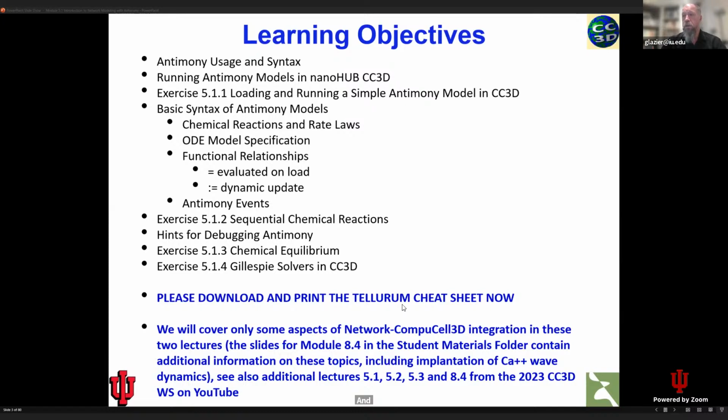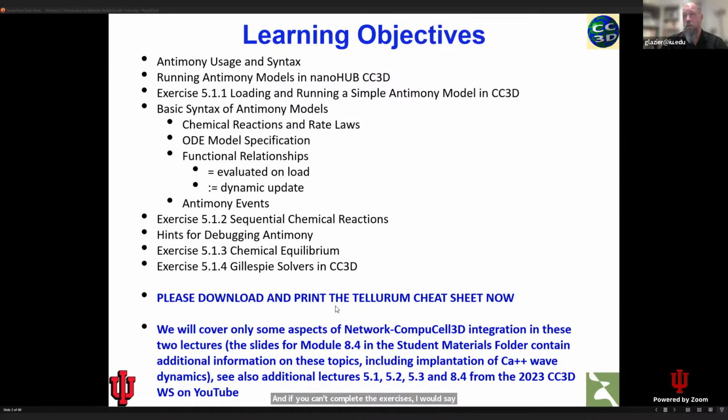It's really critical that you download and print that Tellurium Antimony cheat sheet that was provided. If you don't have that printed out and you don't know Antimony, this is going to be difficult because you'll be switching back and forth between things on your screen. And if you can't complete the exercises, I would say it's better to just listen to the lecture and then do the exercises afterwards.